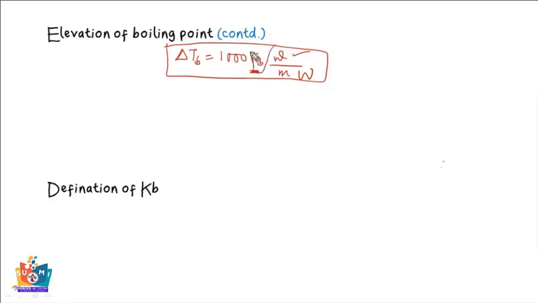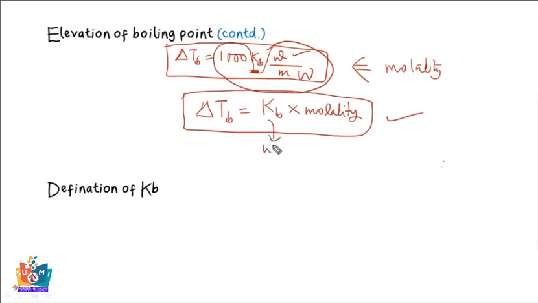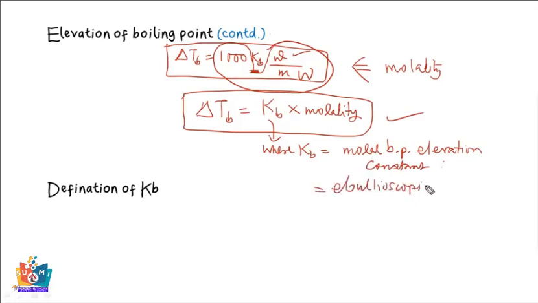Now, if you remember, this portion is also called molality. So this can be converted into delta Tb equals Kb into molality. Sometimes such an equation is also needed to solve numerical problems, where the term Kb is called molal boiling point elevation constant, or it is also called ebullioscopic constant.